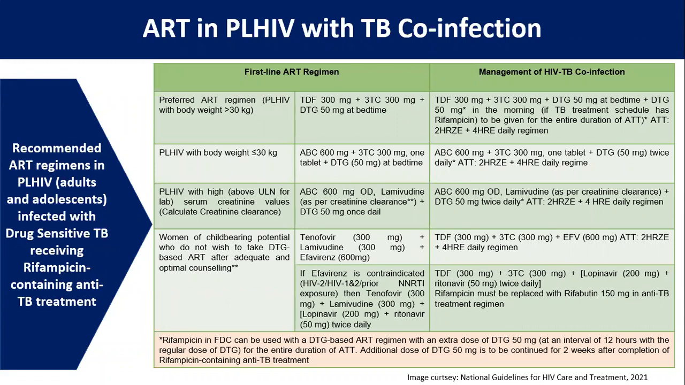Now, women of childbearing potential who do not wish to take DTG, we can give TLE. And with TLE, there is no requirement of any dose adjustment, neither on the ART side nor on the tuberculosis side. But if a patient is contraindicated for efavirenz, so for example, the patient is infected with HIV-2 or HIV-1 and 2, or there is prior exposure of NRTI in the previous pregnancy, then we can start with lopinavir, ritonavir in the pregnant lady. But we'll have to substitute rifampicin with rifabutin.